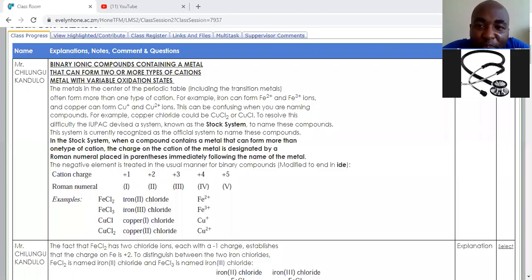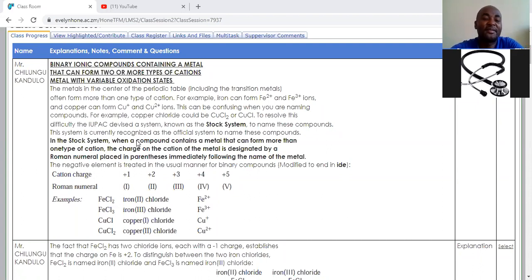We're still on the topic of nomenclature of inorganic compounds. So this time around, we're looking at those metals which have variable oxidation state, meaning they do not have a fixed charge.